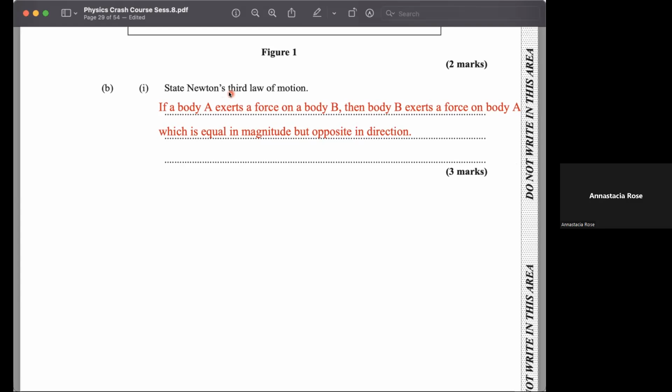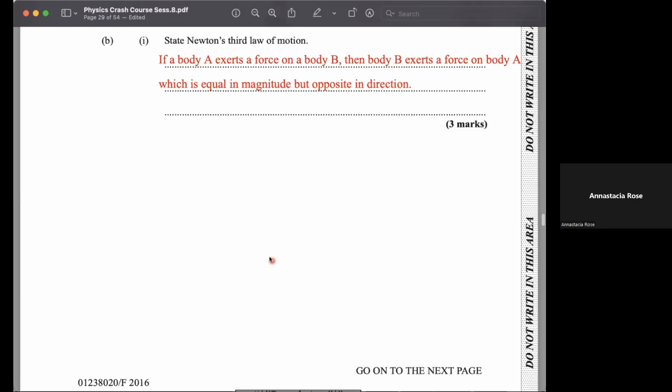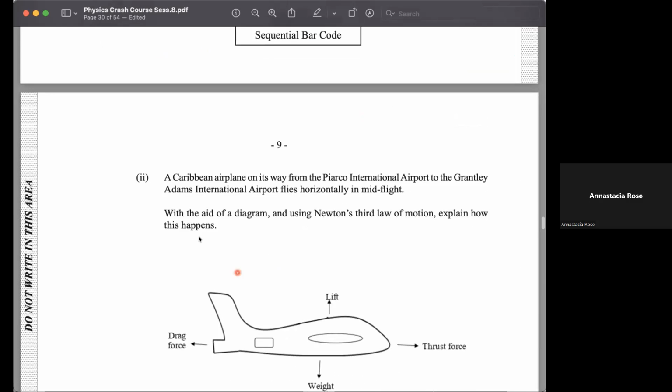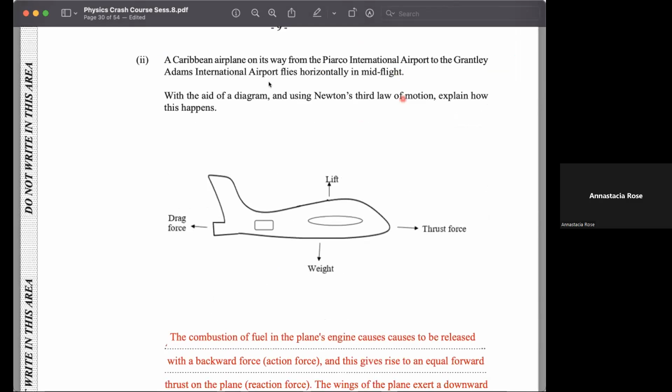If you have any questions as we go along, let me know. Okay, so of course, if you get a question like this in the exam, you don't necessarily have to draw anything as sophisticated as this. Even a rectangle labelled plane is fine. The important thing is to show the forces on the plane and then use Newton's third law to explain how it is that this would happen.